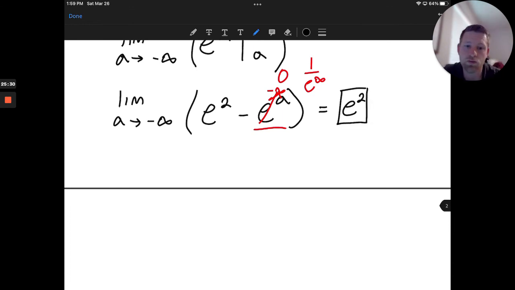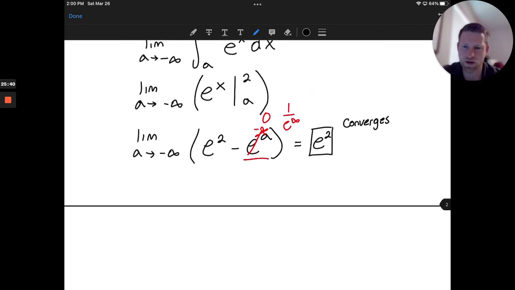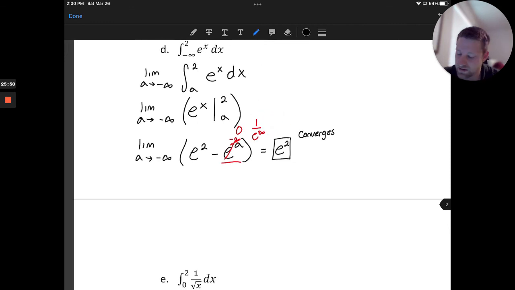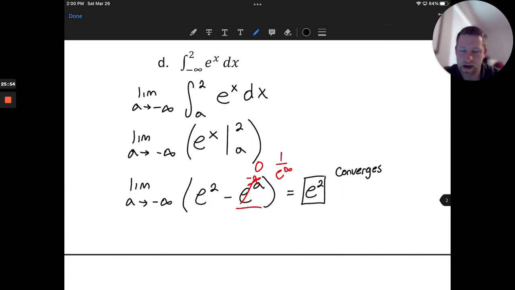So this one, we'd say that it converges. This converges, and it converges with e squared area, which is pretty mind-blowing when you think about e squared area. That's a very specific number that we're using in calculus, and that would be the area for that function from negative infinity to 2.